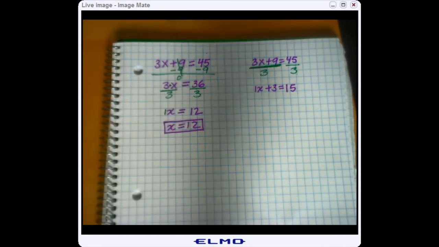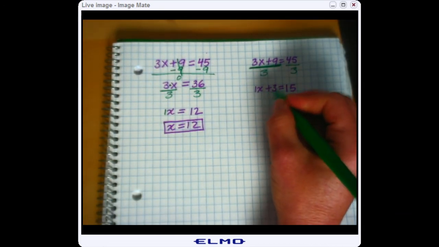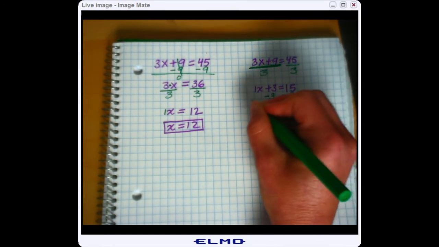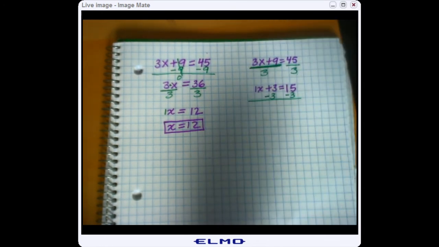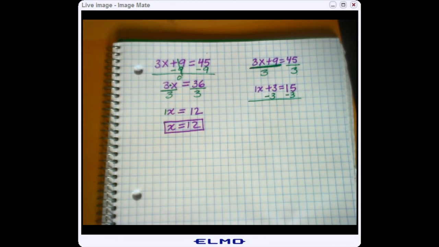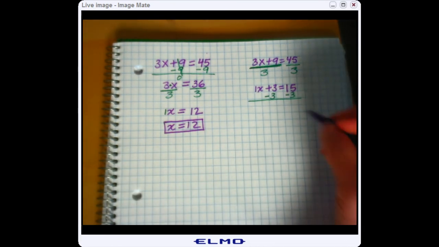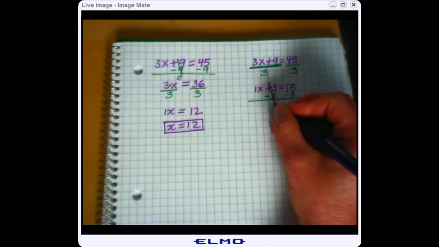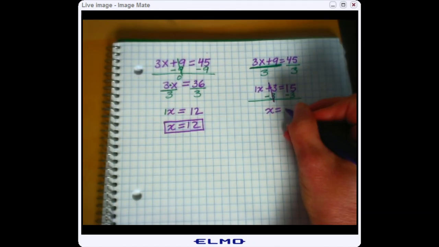So to cancel out this plus 3, I do the opposite operation. So I'm going to subtract 3. And again, I've got to do it to both sides so that my equation stays an equation. If I only do it to one side, I've created an inequality. So 3 minus 3 is 0, so I don't really need that anymore. And I'm now left with just my x, my 1x. And 15 minus 3 is 12.